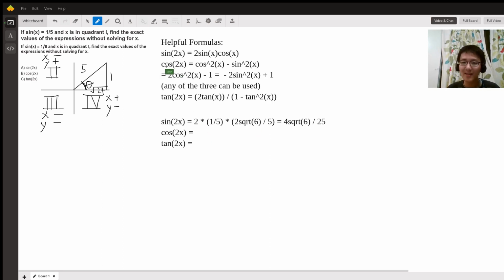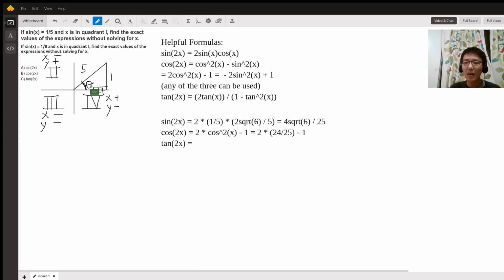All right, and for the cosine 2x, let's just use the second one. It doesn't really matter which one you pick. So we will go with 2 cosine squared x minus 1. We already know what cosine of x is, we said it was this. Now we need to square it. By squaring that, you will yield 4 times 6 divided by 25, so that's 24 over 25. So that's 2 times 24 over 25, and then you minus 1. That's your answer.